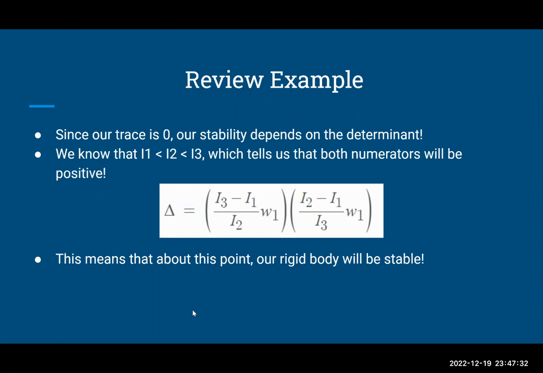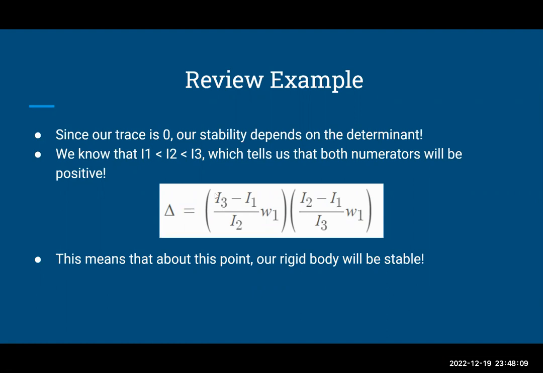Recall that earlier we said that if the determinant is positive and the trace is 0, then our rigid body is stable. Otherwise, if our trace was 0 and the determinant was negative, it'd be unstable about that point. But earlier we said that inertia 1 is the smallest, while inertia 3 is the greatest. So setting these up, we can easily tell that the numerators will be positive, since I3 minus I1 will give us a positive number, and I2 minus I1 will also give us a positive number.